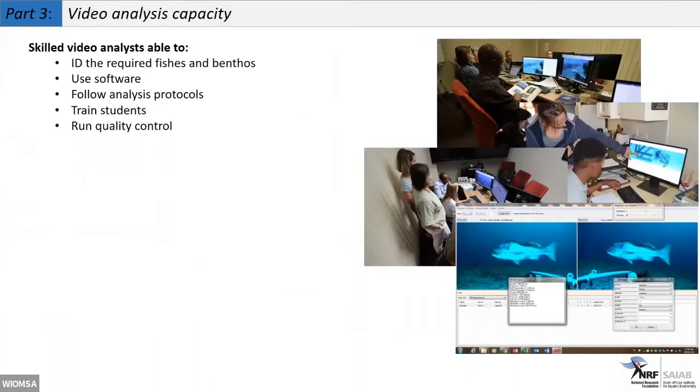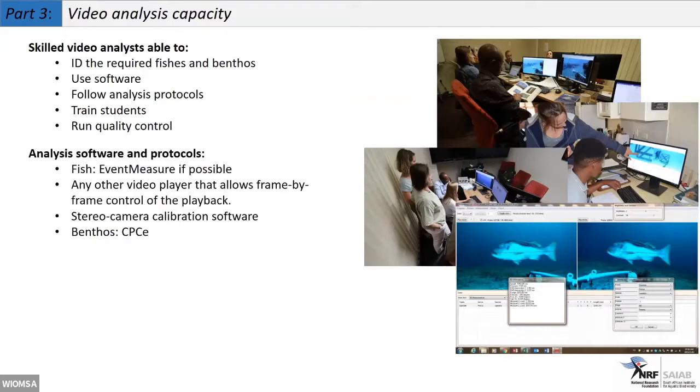And then lastly, and most importantly, you'll need to develop some form of institutional video analysis capacity. For this, you'll need one or more video analysts who know how to identify the required fishes and benthos, know how to use the software and follow protocols, and then the analysts can also assist in training students and running quality control on the students' data.